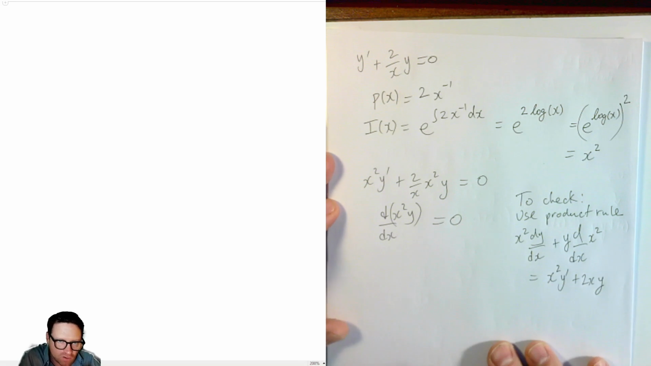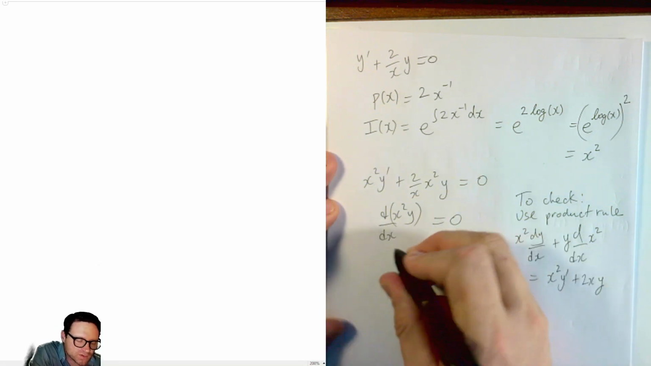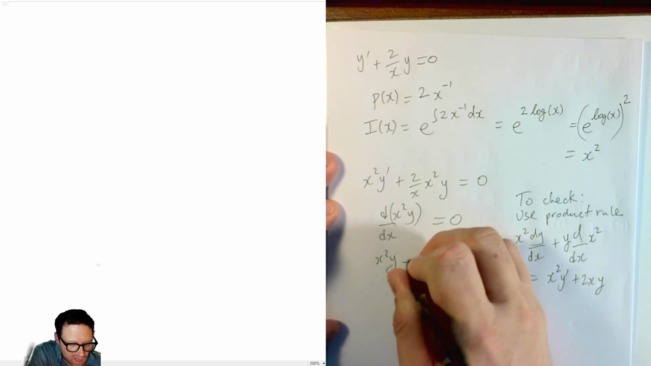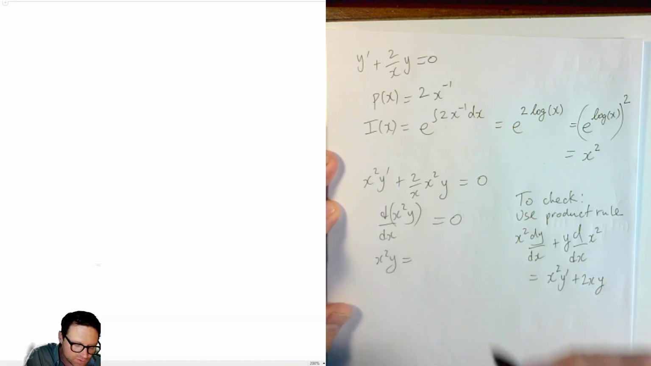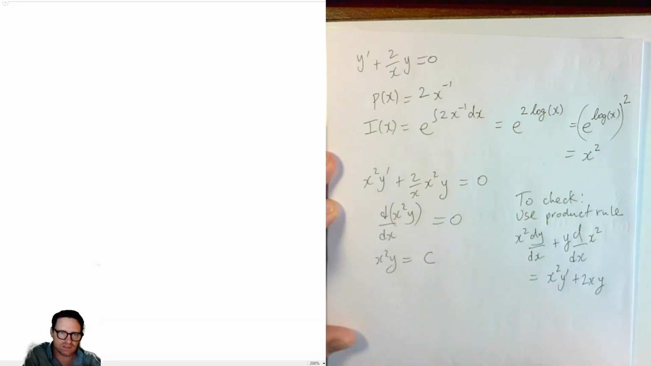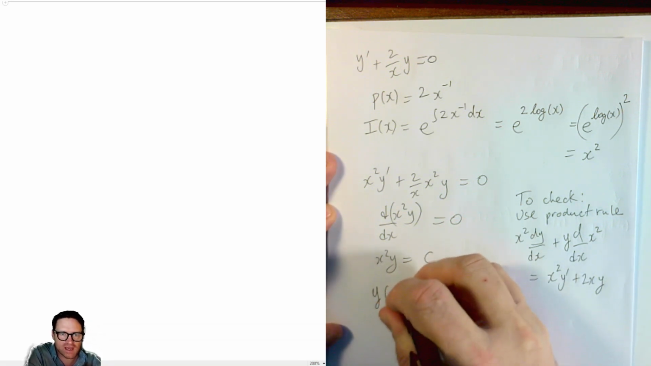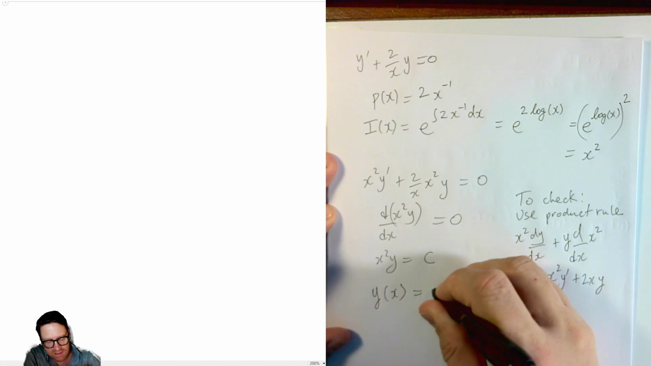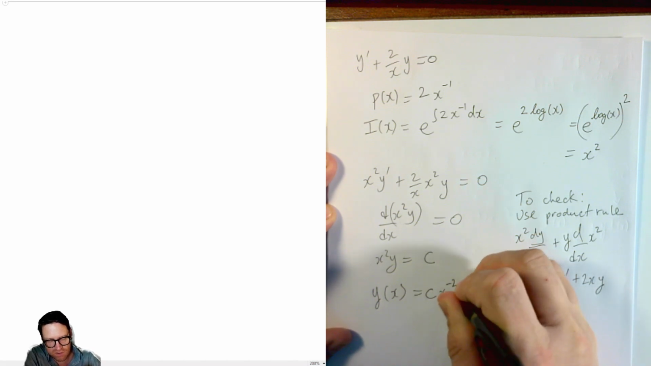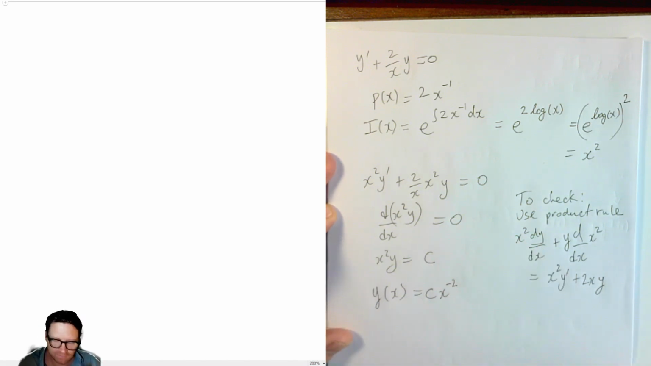All right, now let's solve this. So integrating both sides, we have x squared y is the integral of 0 with respect to x, which is our constant. So now the general solution, y as a function of x, is c x to the minus 2, or c over x squared.